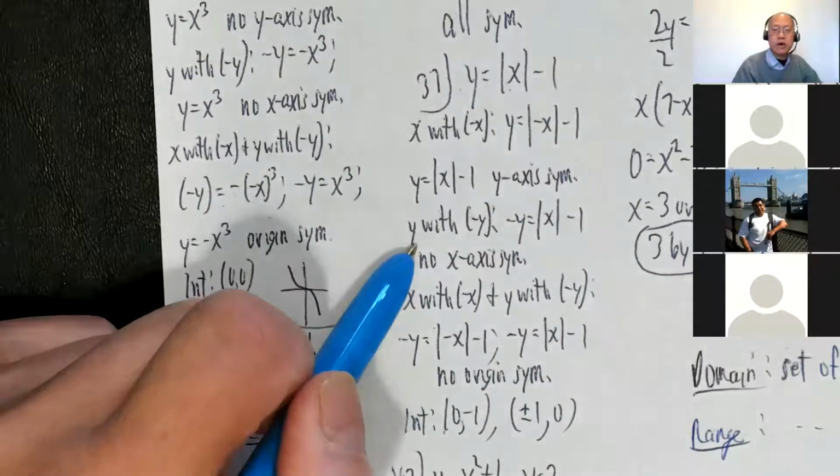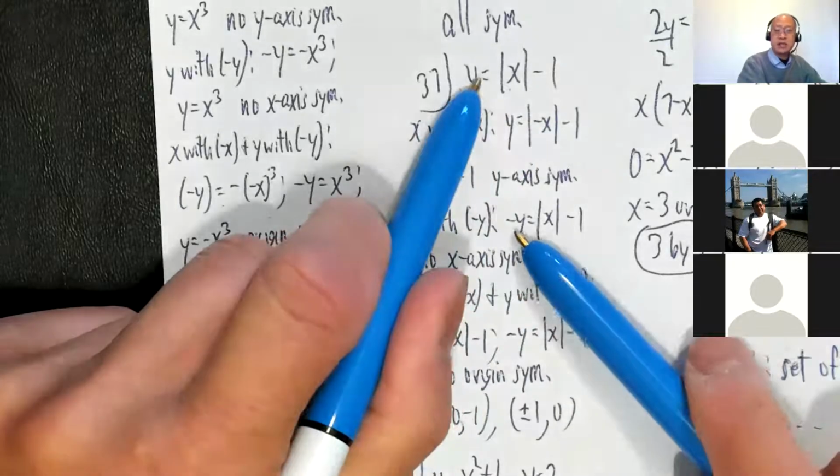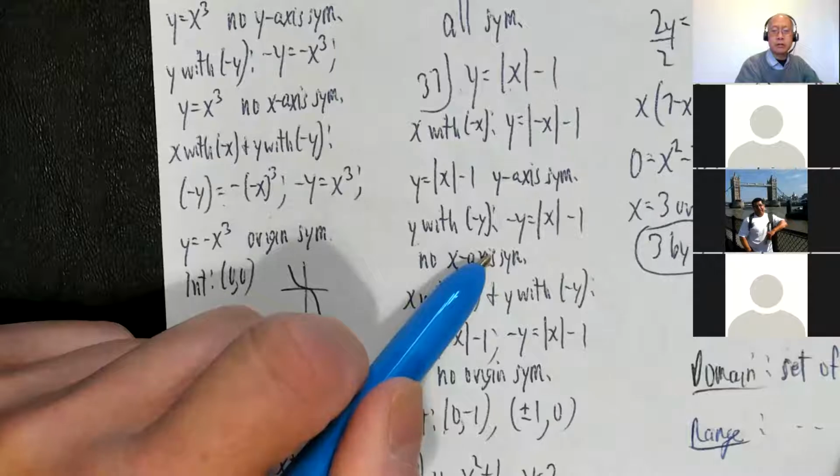And then if I replace y with negative y, it looks like that. And this equation does not look the same as that. So I do not have x-axis symmetry.